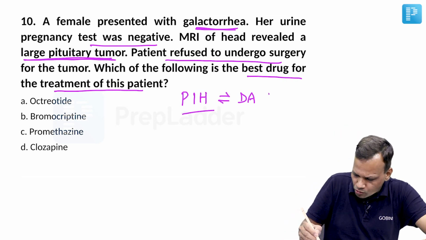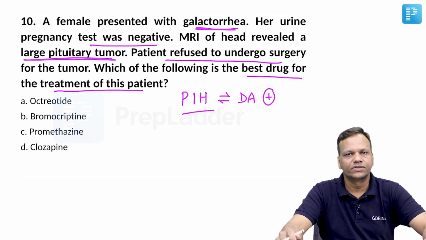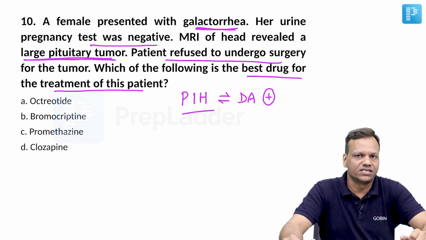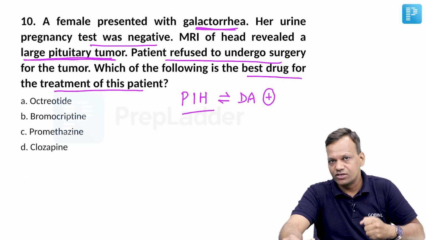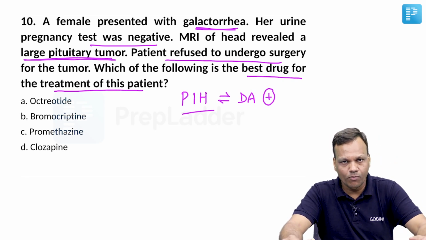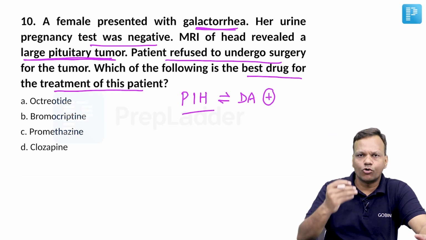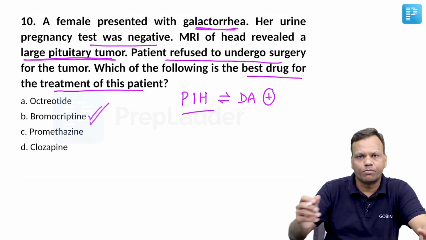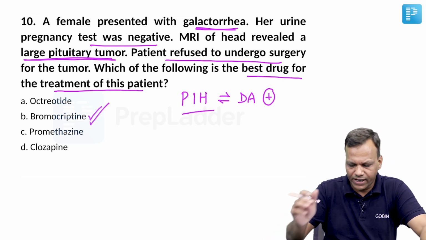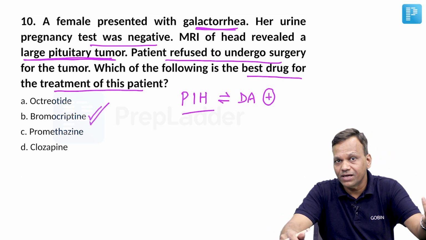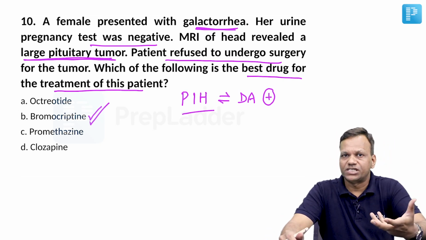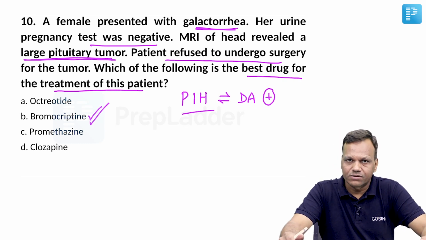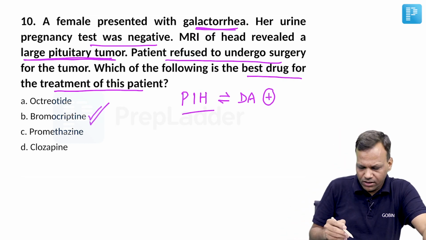So if we give from outside a dopamine receptor agonist, it can do the same thing. So dopamine agonist will stimulate the dopamine receptors in the pituitary, and that will inhibit the release of prolactin. So we can use that in prolactinoma. So the question is, which of the following is dopamine receptor agonist? And we all know dopamine receptor agonist is bromocriptine. So bromocriptine can be used in hyperprolactinemia. It can be used in patients in which prolactin secretion is more, like in case of tumors. Clear? So the answer is bromocriptine.